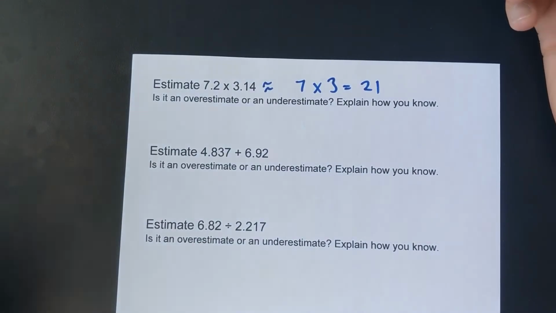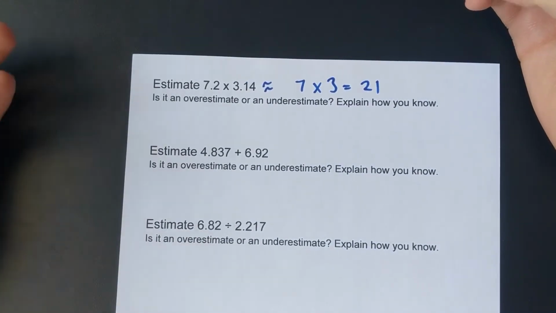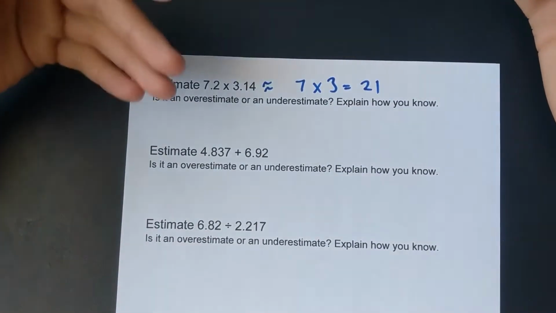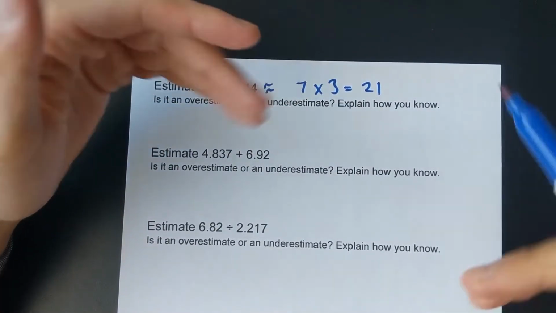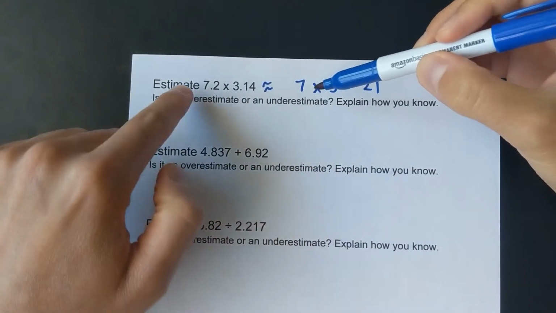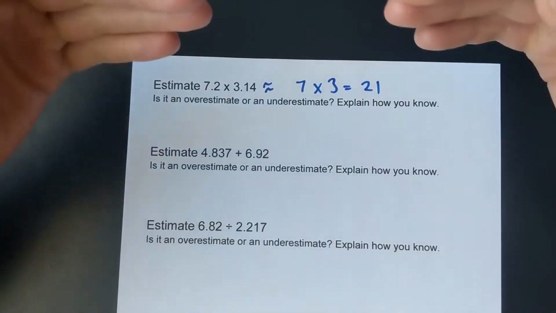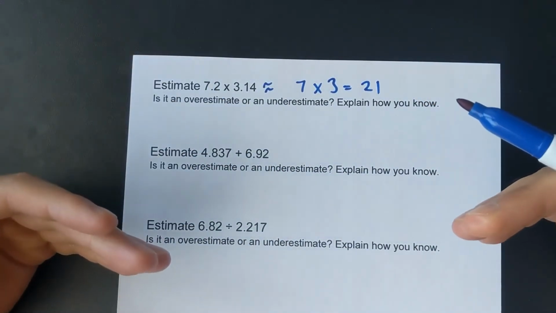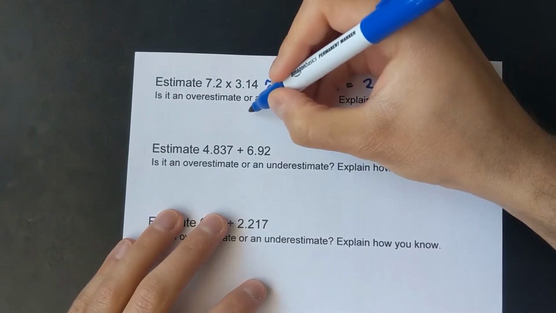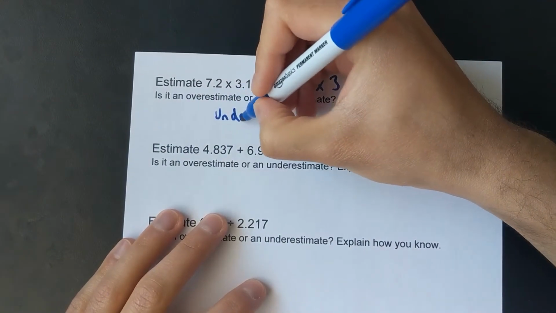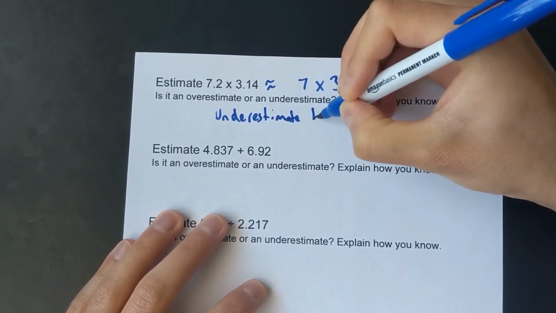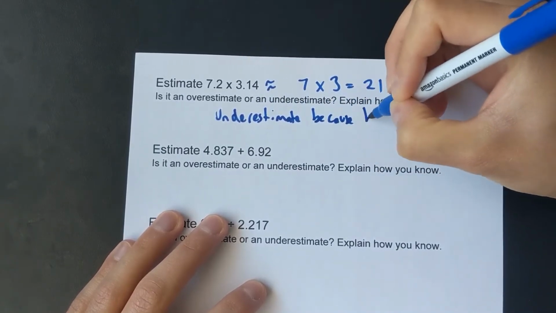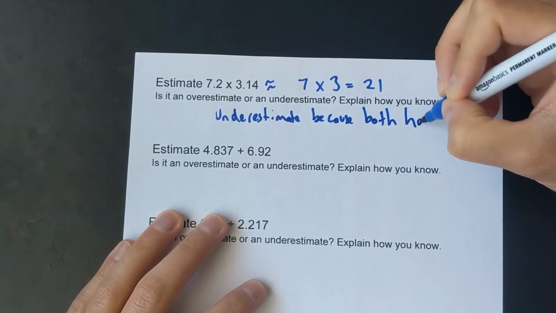And I need to think about, is the actual answer going to be bigger than the actual answer, sorry, is my estimate going to be bigger or smaller than the actual answer? Well, here I've made these numbers smaller, which means that my answer is going to be smaller. So then this is an underestimate, because both have rounded down.